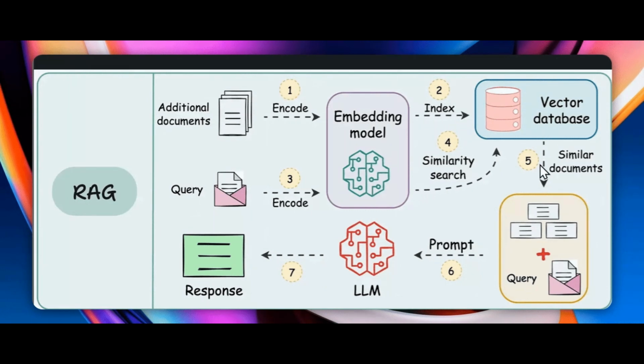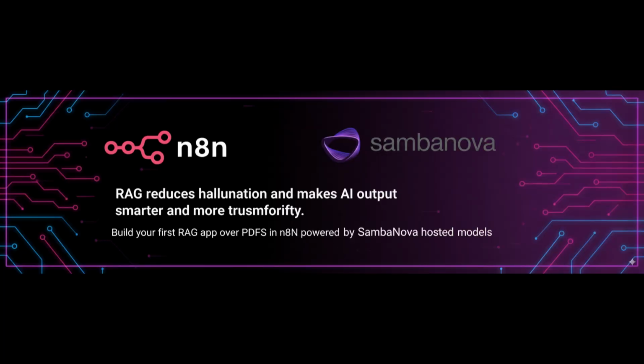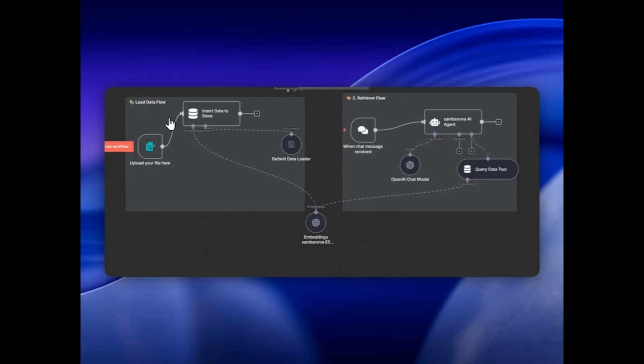So in short, RAG reduces hallucination and makes AI output smarter and more trustworthy. And stay tuned because I will also show you how to build a simple RAG app over PDF files in n8n powered by SambaNova hosted models. So here is the workflow step by step.